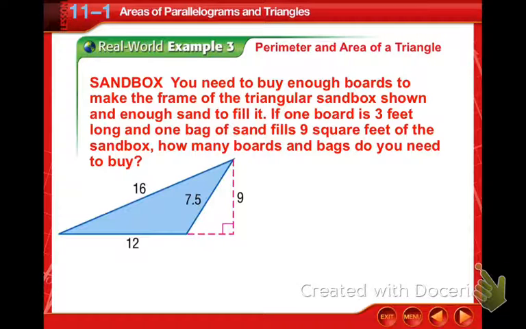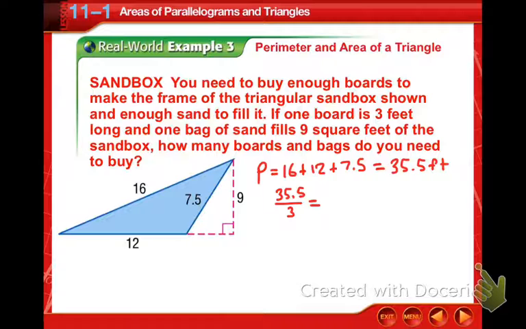So let's do this. Perimeter. Pretty easy here. All we have to do is add all 3 sides. So 16 plus 12 plus 7.5. And when you add all that up, it comes out to be 35.5 feet. Now we are going to divide that by 3. So 35.5 divided by 3 comes out to be 11.8 or so.